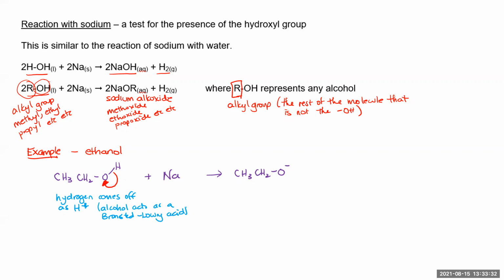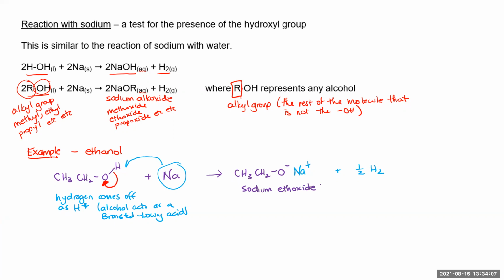And what happens then is the sodium metal is going to donate its one electron to the hydrogen, which means that the sodium is going to produce Na+, which will be attracted to the ethoxide ion, and we're going to get half a mole of hydrogen gas produced as well. The name of our organic product is sodium ethoxide.